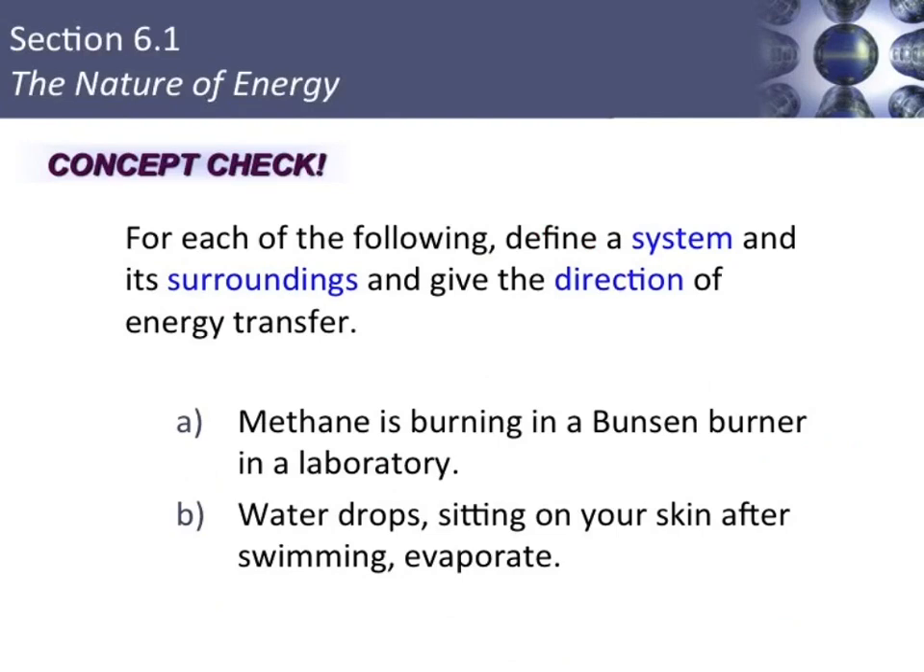So in this one, for each of the following, define a system and its surroundings and give the direction of energy transfer. So methane is burning in a Bunsen burner in a laboratory. So what is the system? What is the surroundings? Methane's the system, and that means that the Bunsen burner is the surroundings, or the laboratory. But what's providing the burning? The burning is coming from the Bunsen burner.